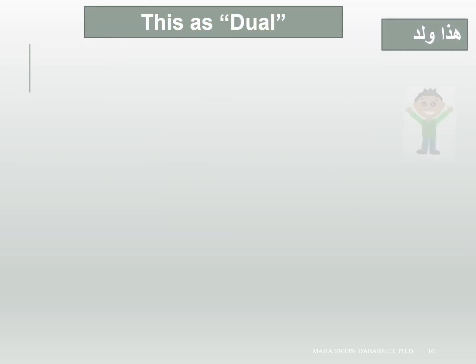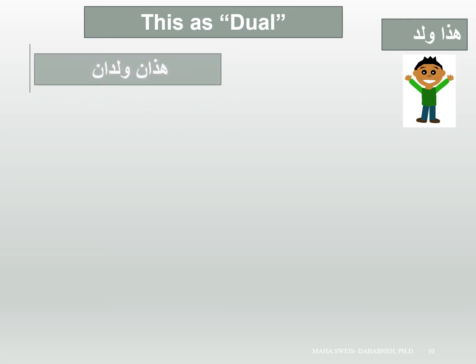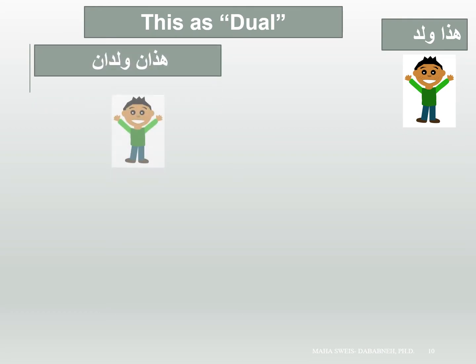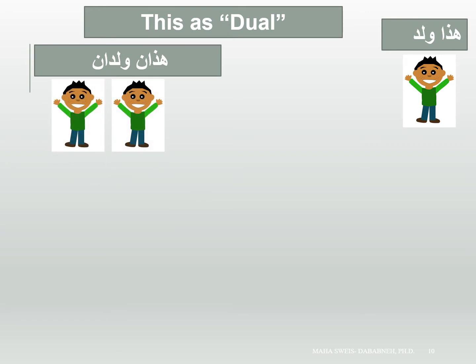هذا ولد. This boy, singular. هذان ولدان. These two boys. In English you say these for two boys. In Arabic we have one demonstrative word that we use for dual noun, which is هذان. As a singular we say هذا. As a dual noun we say هذان for masculine.